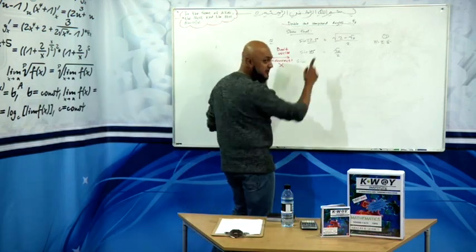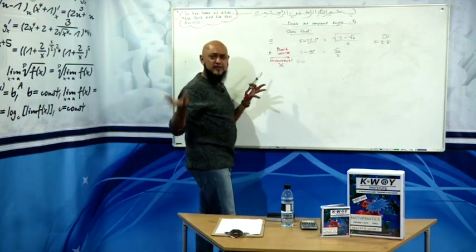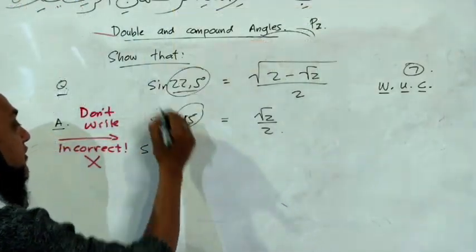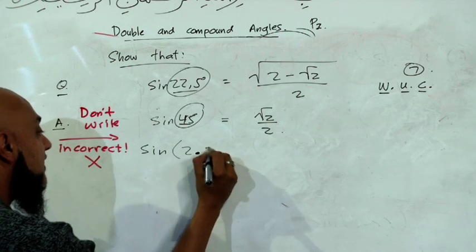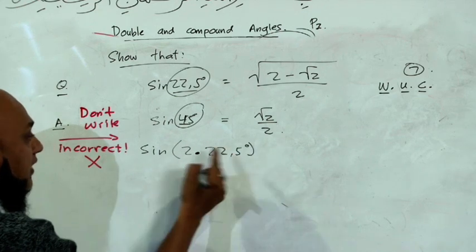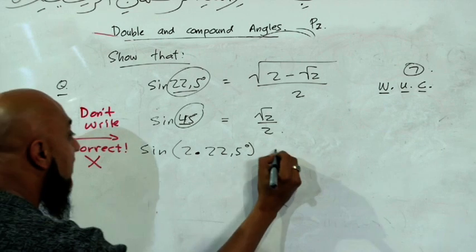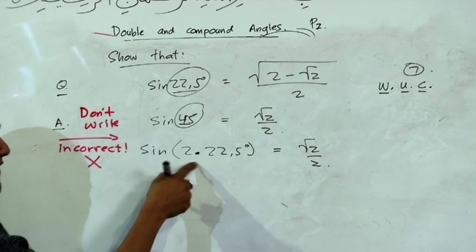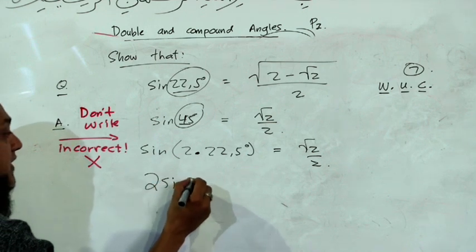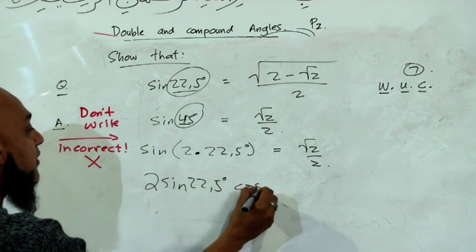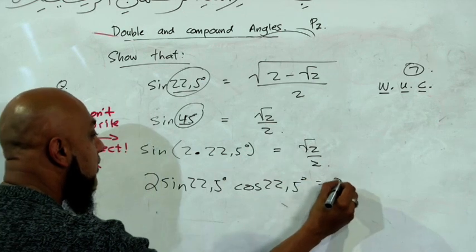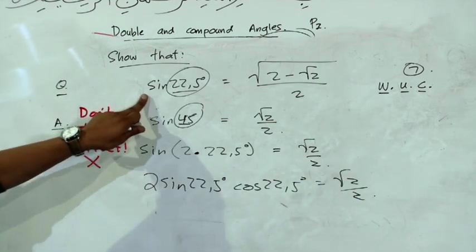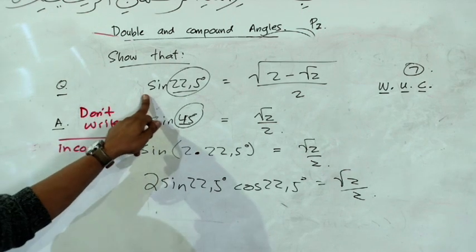So sine 45 is equal to root 2 over 2. That we know, it's a given, special angle. So what is 45 in terms of 22.5? It's 2 times 22.5. We all know 22.5 times 2 will give me 45, still equal to root 2 over 2. Now that's your double angle for sine. So you're now going to say 2 sine 22.5 cos 22.5 is equal to root 2 over 2.